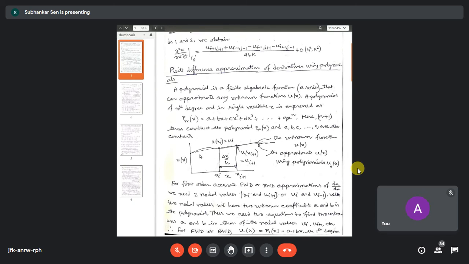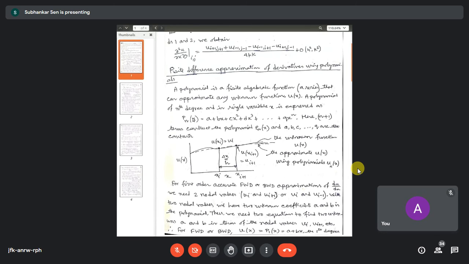We have plotted this polynomial curve by the dotted line, and on this domain we have taken two nodes. One is at xi, the ith node. The other node is at the i plus 1th location, xi plus 1. The grid size is delta x. At the point xi, the value of the variable is ui, and the value at the next node xi plus 1 is ui plus 1.